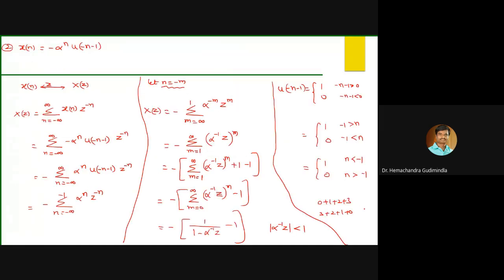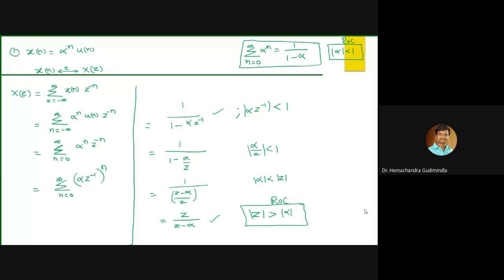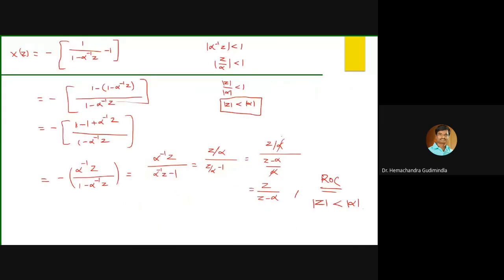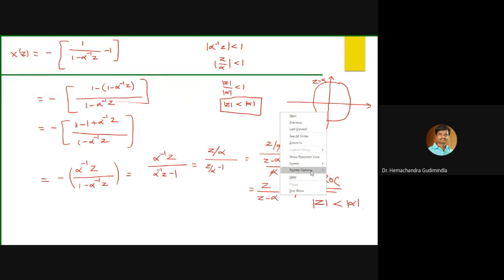So in the previous case, what we got? Mod Z is greater than mod alpha. So for a right-sided signal, Z is greater than alpha. For a left-sided signal, minus n, mod Z is less than alpha. So now let us take this as the Z plane. Let us assume here is the alpha. Here is Z equal to alpha. Now, what is your ROC? ROC is less than alpha. That means inside of the circle.